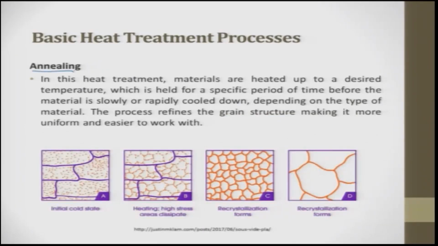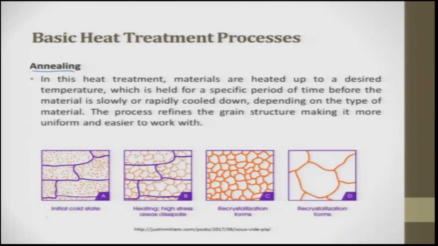So, the other process is annealing. Annealing is a heat treatment in which material is heated up to a desired temperature, which is held for a specific period of time before the material is slowly or rapidly cooled down, depending on the type of material. The process refines the grain size.